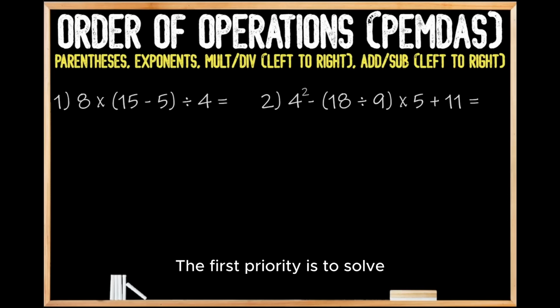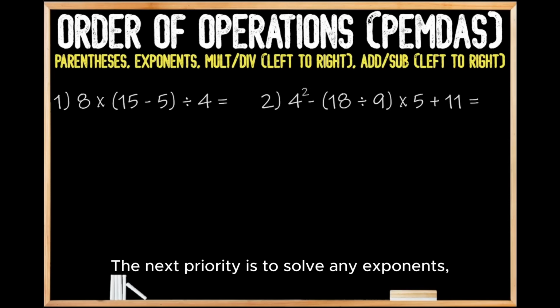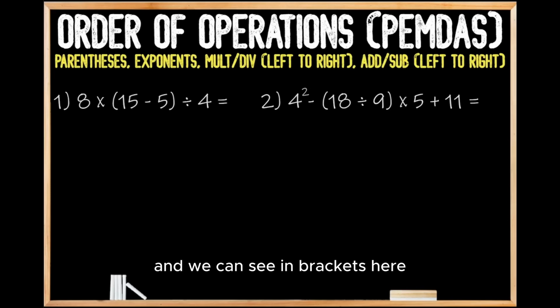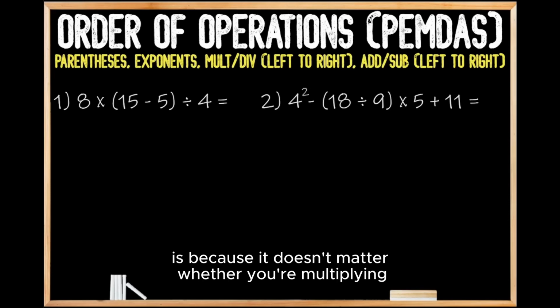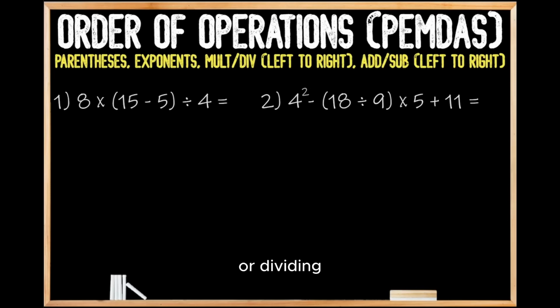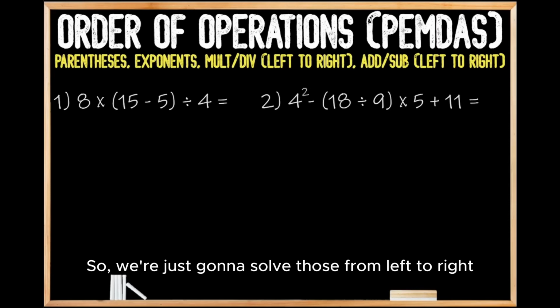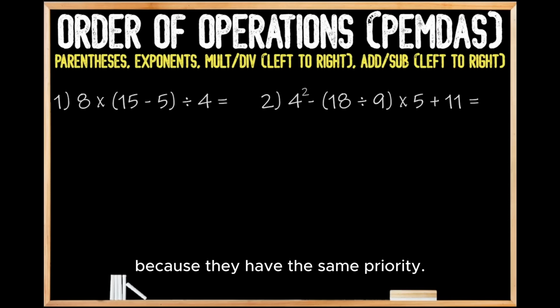The first priority is to solve anything within parentheses. The next priority is to solve any exponents, and then the next priority is to multiply or divide. And we can see in brackets here, left to right. The reason that's there is because it doesn't matter whether you're multiplying or dividing, they're the same priority when working through the order of operations. So we're just going to solve those from left to right because they have the same priority.